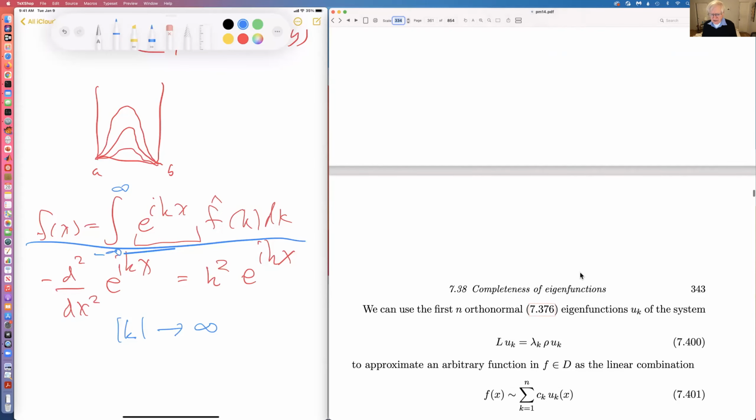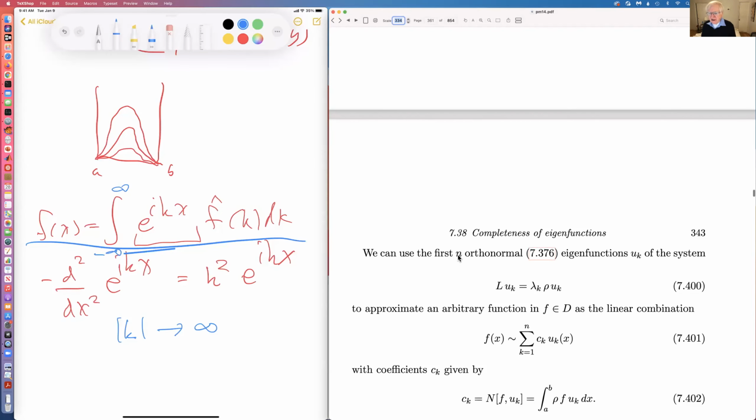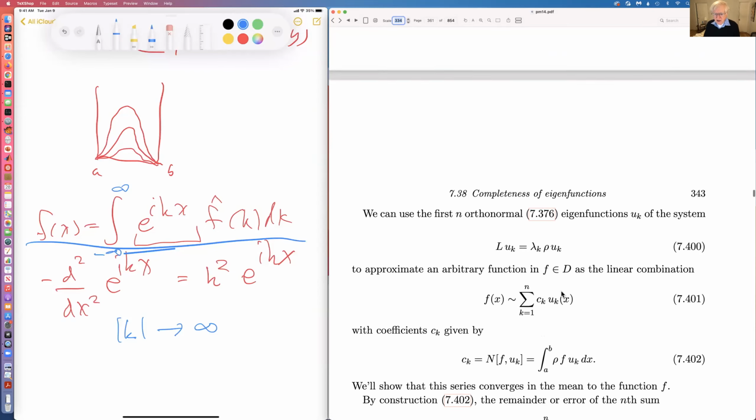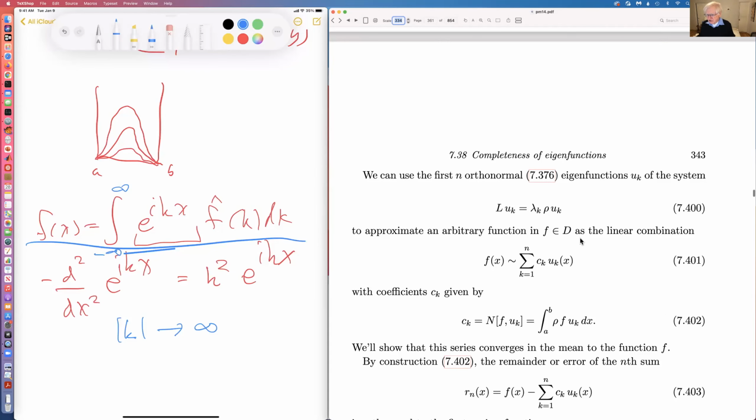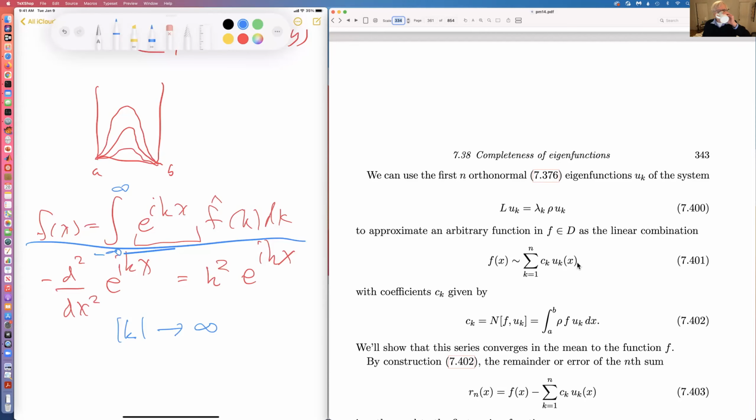So that's the first topic. Next, we can use the first n orthonormal eigenfunctions of the system. So L u_k is lambda_k rho u_k, and we approximate an arbitrary function in the domain as a linear combination of the eigenfunctions with coefficients. And the coefficients, as we saw before, are given by the inner product of f with u_k, that is to say, the integral of rho f u_k dx.